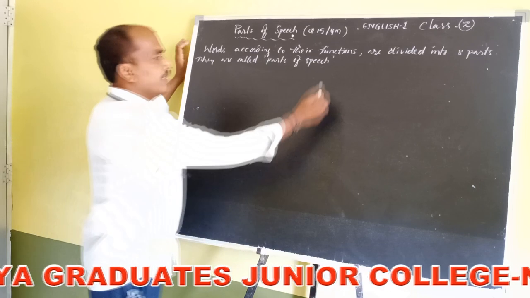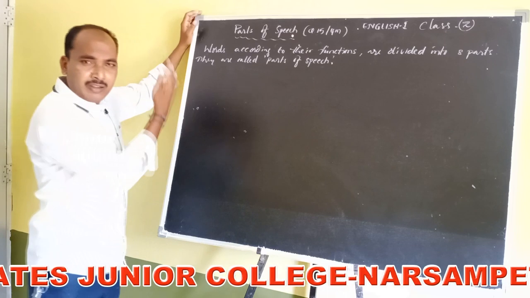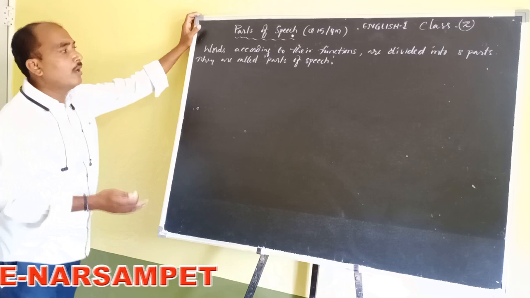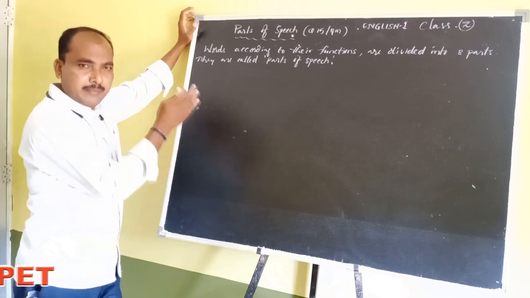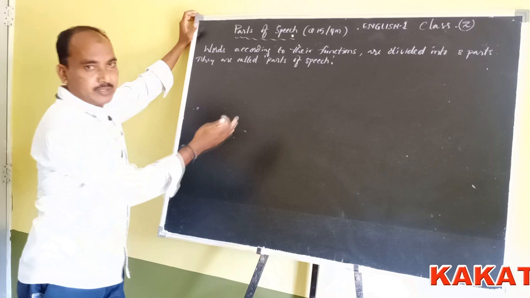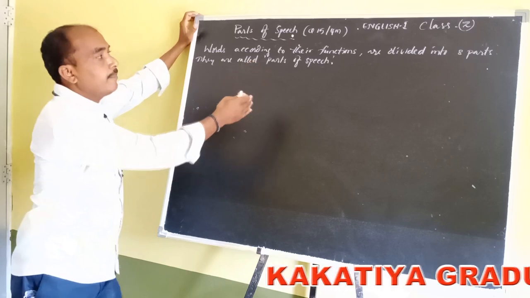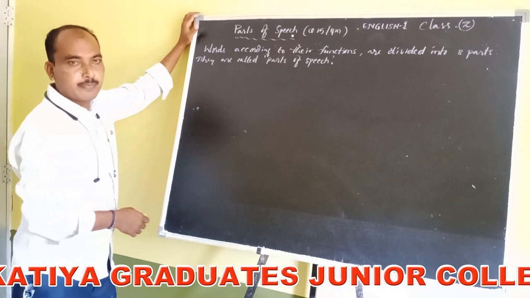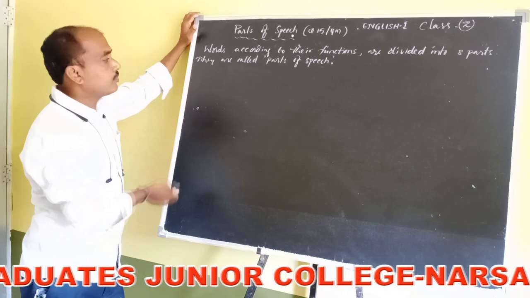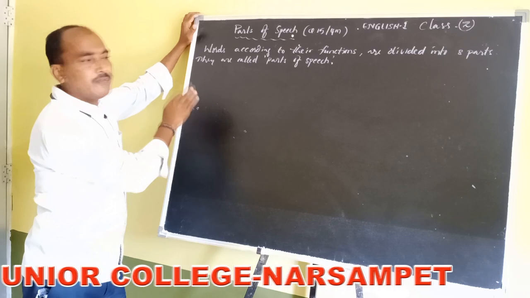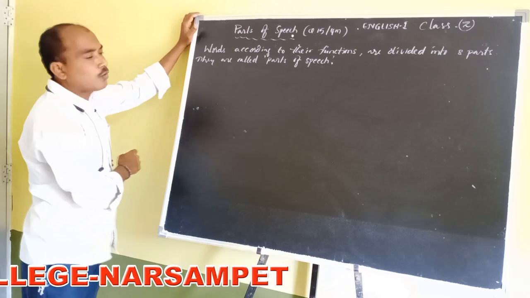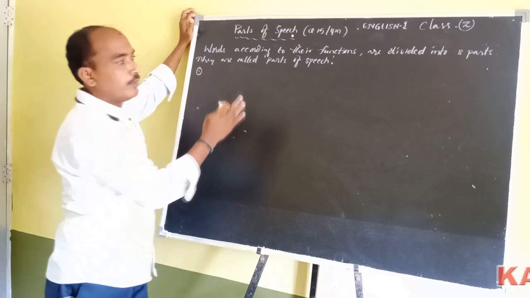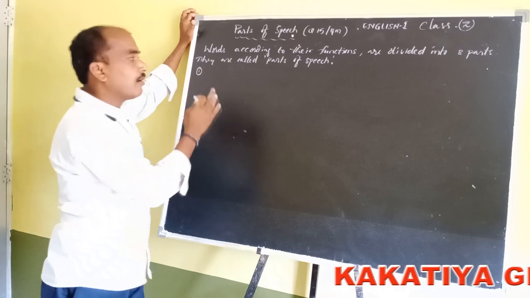We have been learning this for many years, from 6th standard, 4th, 5th standard too. We have been learning the same topic. The same topic here in intermediate first year will be asked under question number 15 for 4 marks. Very easy if you concentrate. Already you have experience, that's why it is very easy to do these bits. You can score 4 out of 4 marks. Words according to their functions are divided into 8 parts, they are called parts of speech.